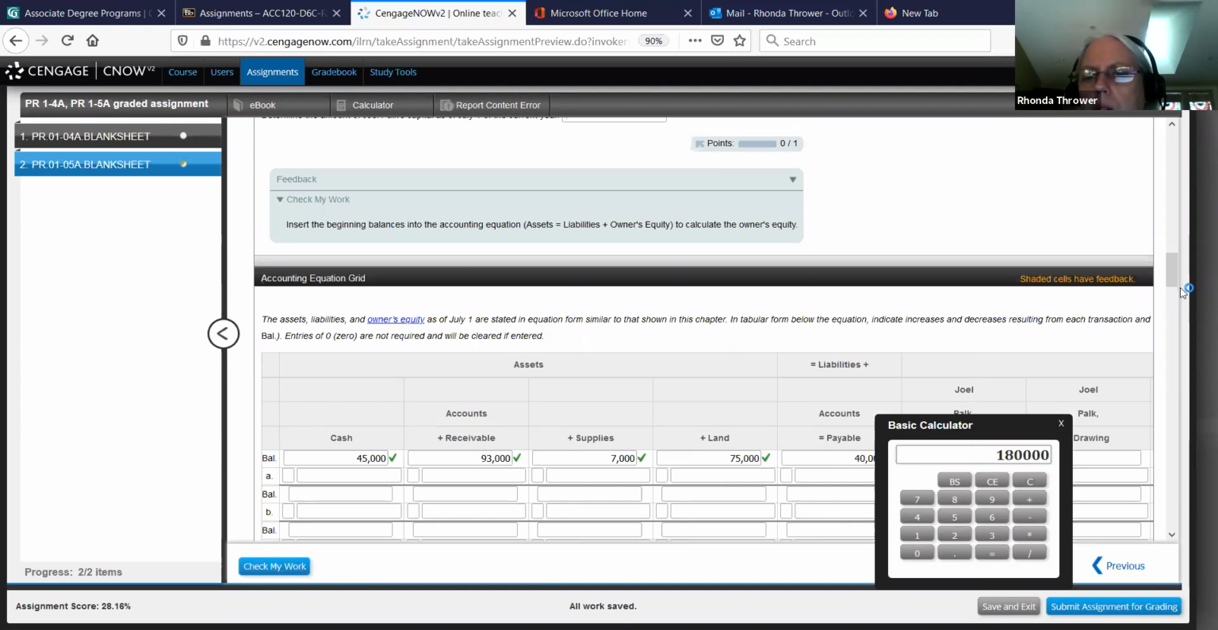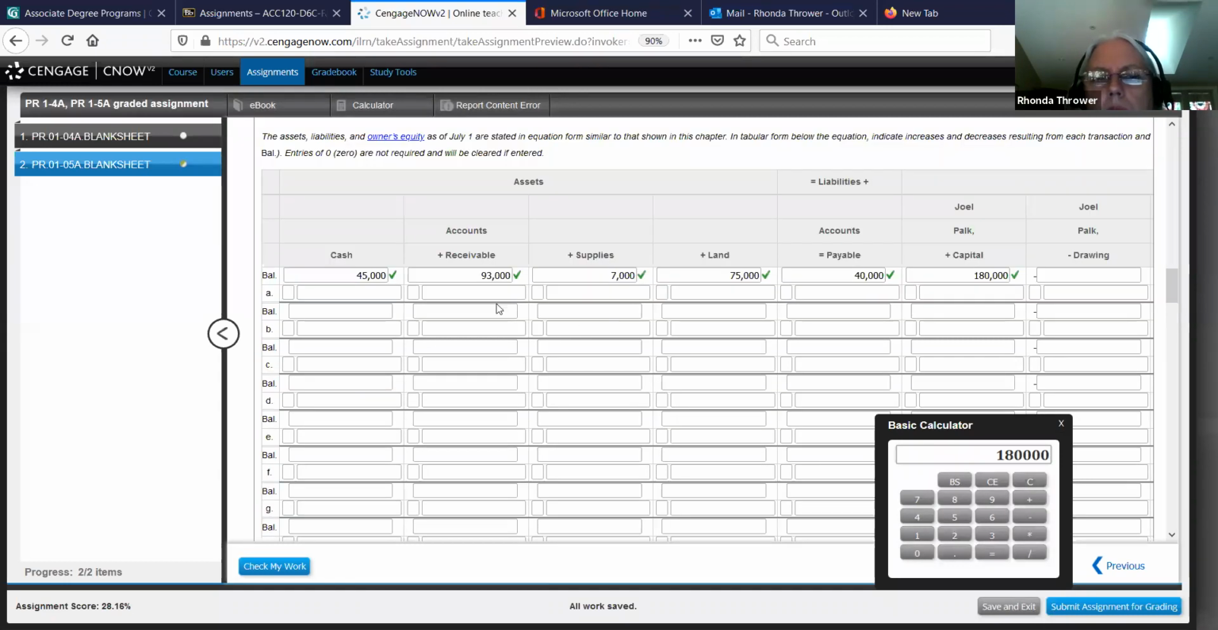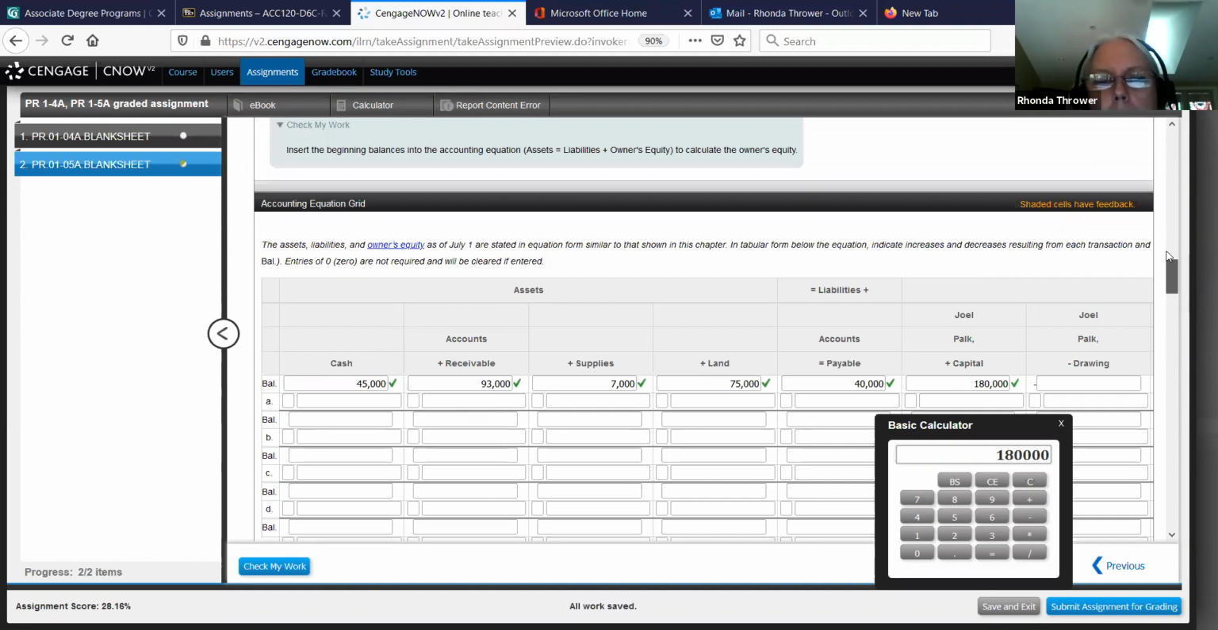So let me check my work, just make sure my math is correct here. Don't want to start us out wrong. And you see my math is okay. And again, what I did is I took $45,000 in cash. I added it to my accounts receivable, $93,000. I added my supplies in, then I added the land. In other words, I totaled my assets, and then I subtracted my accounts payable, and that left me with the balance that we had to start with for our capital account.